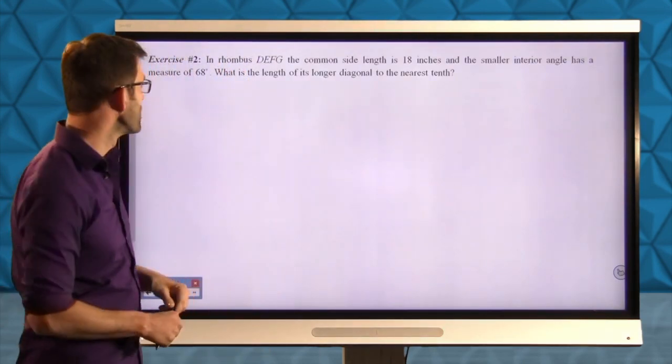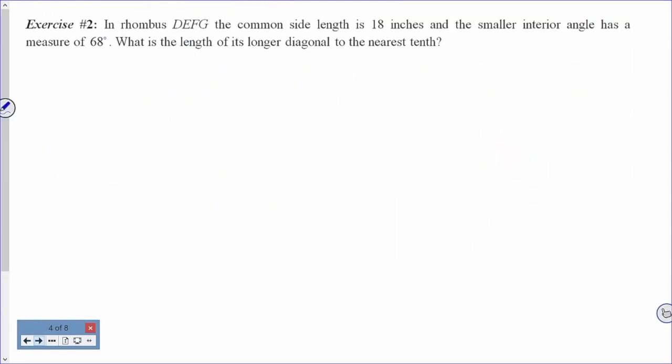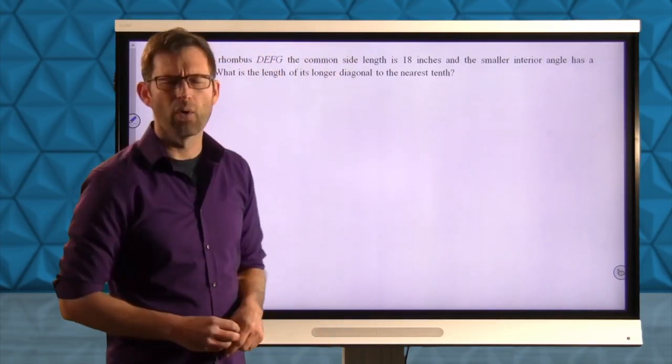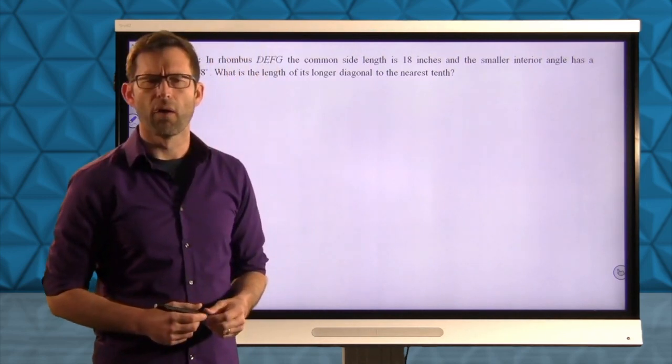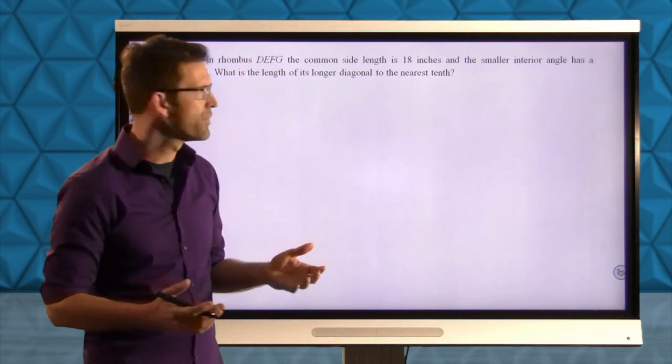Let's see what it asks us to do. In rhombus DEFG, the common side length is 18 inches, and the smaller interior angle has a measure of 68 degrees. What is the length of its longer diagonal to the nearest tenth? Wow, what is a rhombus doing in all of this? Well, let's take a look, okay?